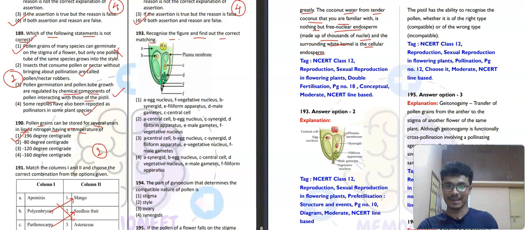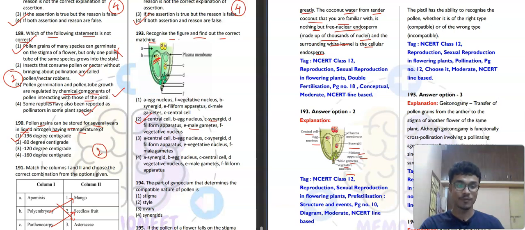So first one, A is basically the central cell. Now the next one, B, is the egg nucleus. You can see this is the egg nucleus. C is the synergid cell. Then D is the filiform apparatus. Then E is given as male gametes, and F is given as vegetative nucleus. This question is basically put up to check your understanding of the NCERT diagrams, whether you are just reading or you can visualize the diagram as well.